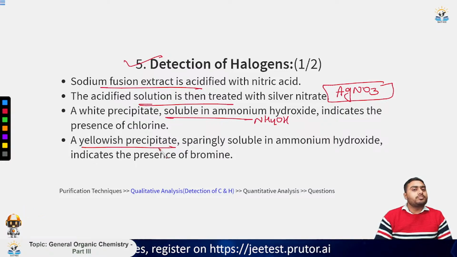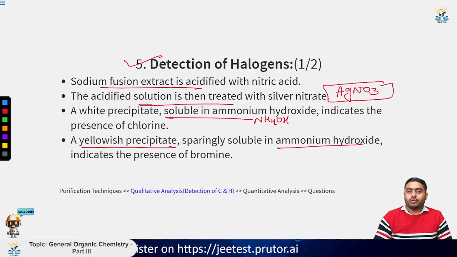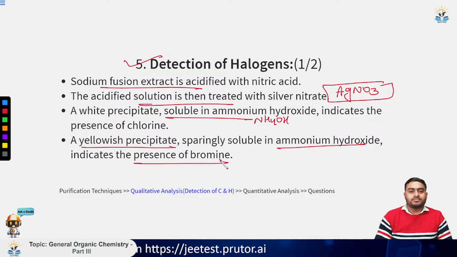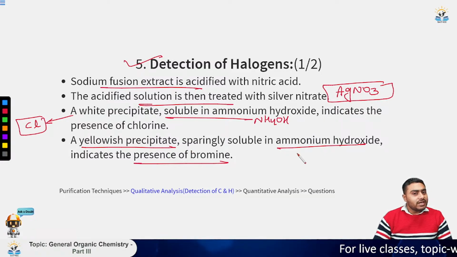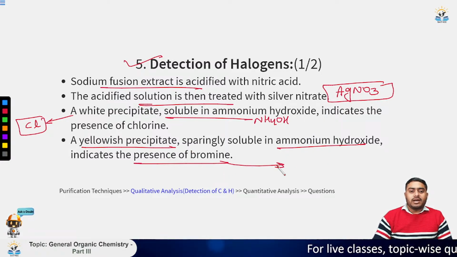A yellowish precipitate sparingly soluble in ammonium hydroxide indicates the presence of bromine. If a white PPT is formed which is readily soluble in ammonium hydroxide, it indicates the presence of chlorine. And if a yellow PPT is formed which is sparingly soluble in ammonium hydroxide, it indicates the presence of bromine, right?